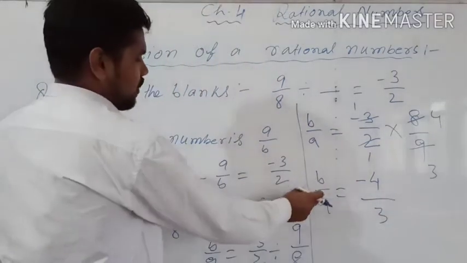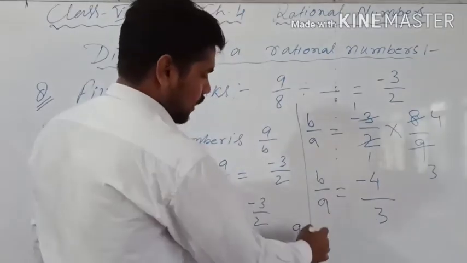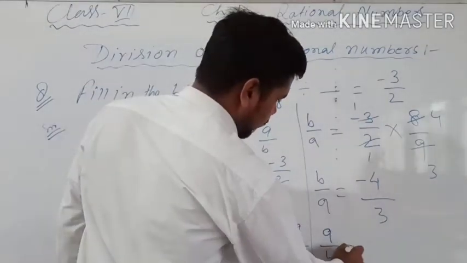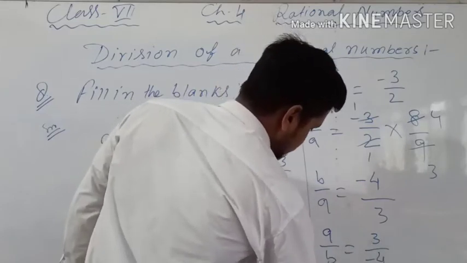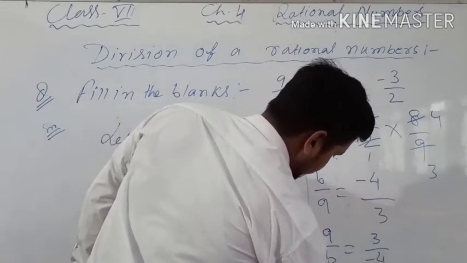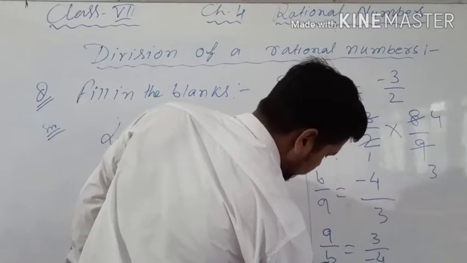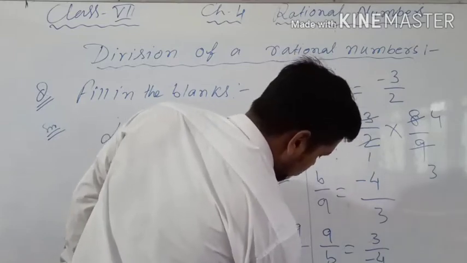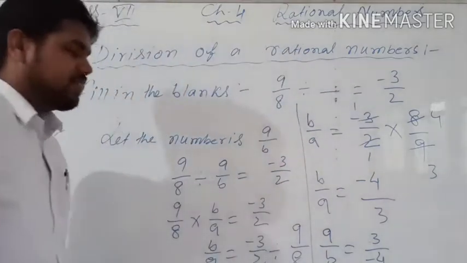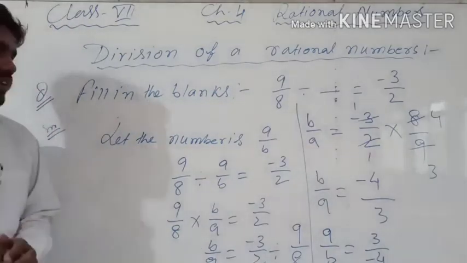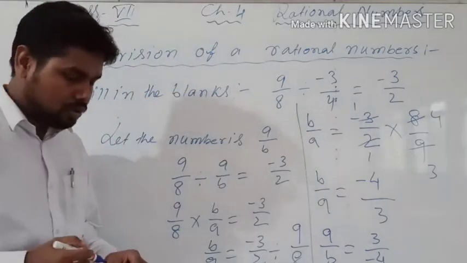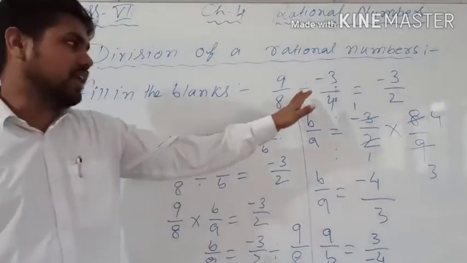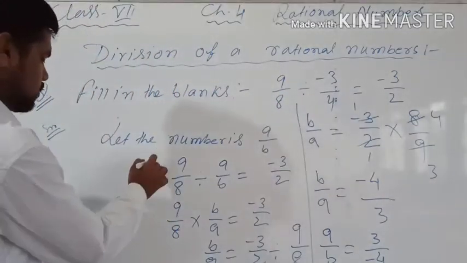So if b divided by a is minus 4 divided by 3, that means a divided by b will be 3 divided by minus 4, that means minus 3 divided by 4. So a divided by b will be minus 3 divided by 4. So the required answer will be here minus 3 divided by 4. Okay, you can verify it also by dividing this set.